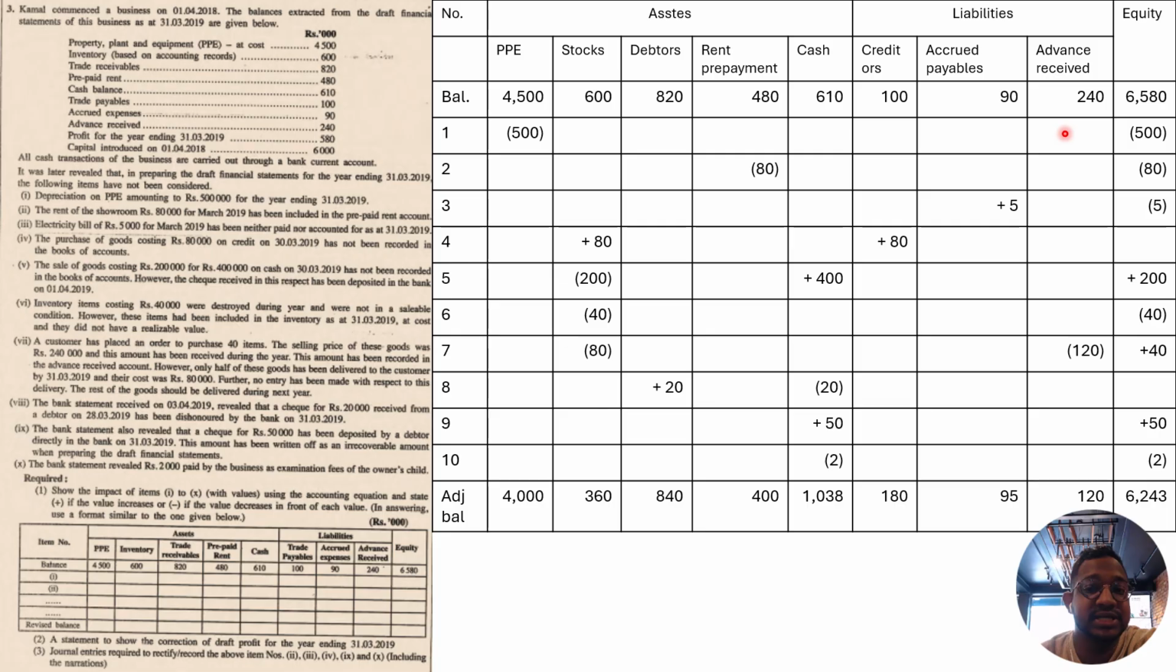So the total sales that you received, you recorded in advance received. Now that advance received is converting to an income. So that 120 you should decrease, so which means deduct from here. And what happened here? You are selling 80,000 worth of stock for 120, and the selling profit you should consider, you should add it to the equity, right?